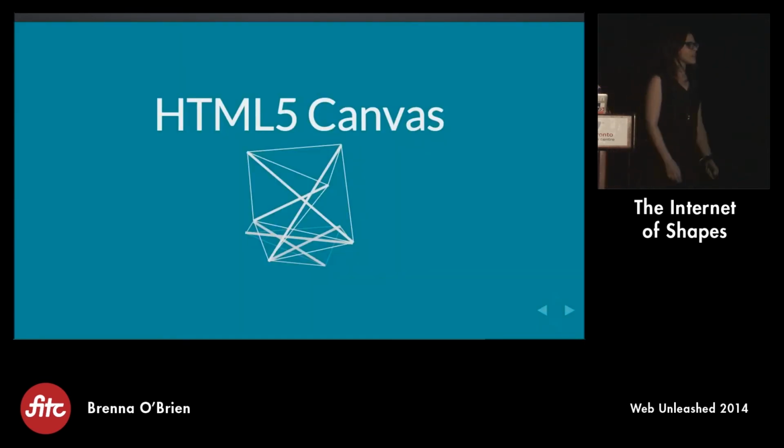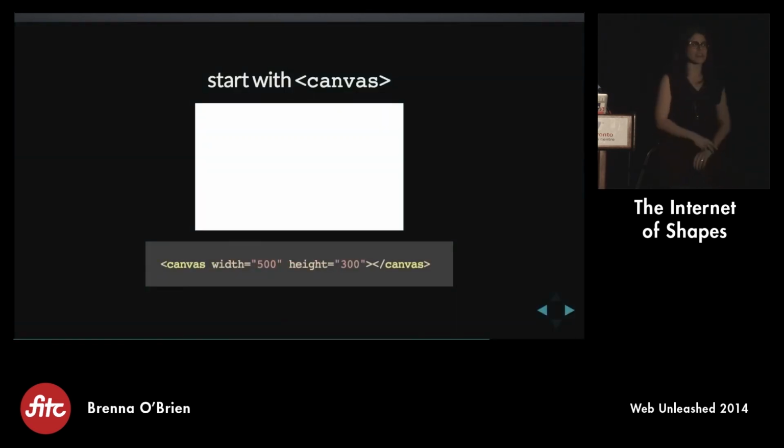So finally, we have HTML5 canvas. This is a really neat, pretty new technique in the front-end dev world. And it actually starts pretty basically. We're going to start with the canvas element. And it's just a regular HTML element that we're going to throw a width and height on. If my screen were not all blue, you'd see it's just a blank white box.